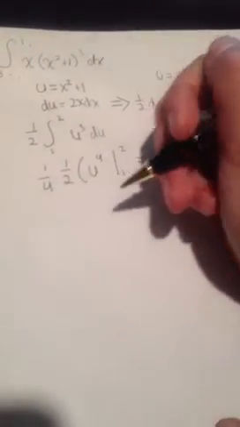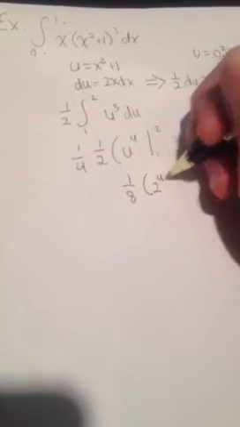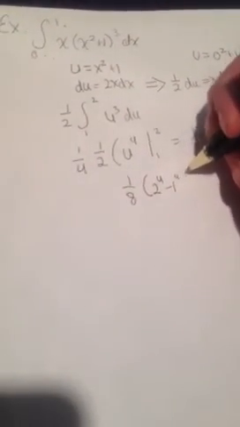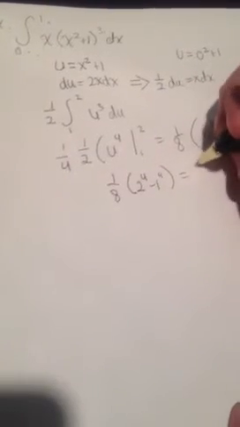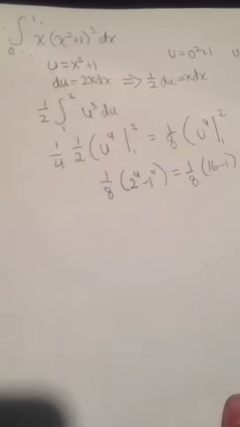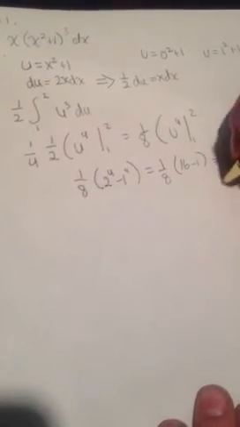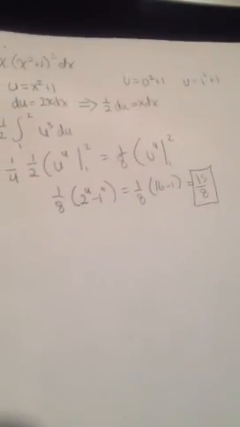Now let's take this a step further, and we have 1/8 times 2 to the fourth minus 1 to the fourth. This gives us 1/8 times 16 minus 1, and our final answer is 15 over 8. Simple u-substitution.